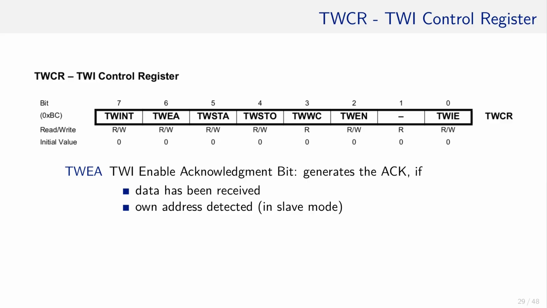The TWEA bit configures if an acknowledgement is returned or not. If it is set, the master will automatically acknowledge each read data byte from the slave. In slave mode, the acknowledgement is sent if the address has been detected and a master wants to talk to this MCU. If TWEA is cleared, an acknowledgement is never sent. Hence, the device becomes unavailable temporarily as it never acknowledges the received data.